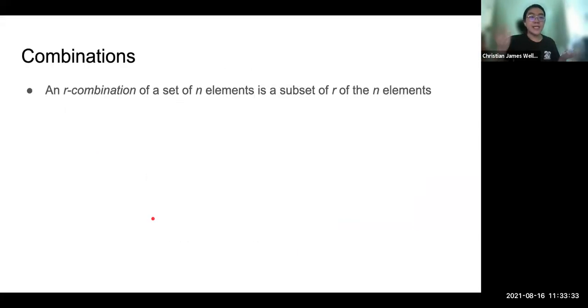So next up is combinations. An r-combination of a set of n elements is a subset of r of the n elements. So previously, I take r objects and I care about their order.